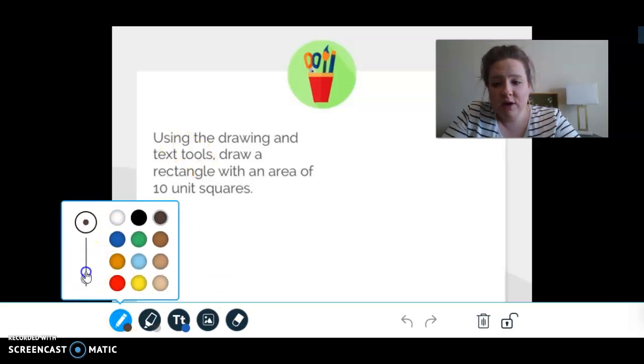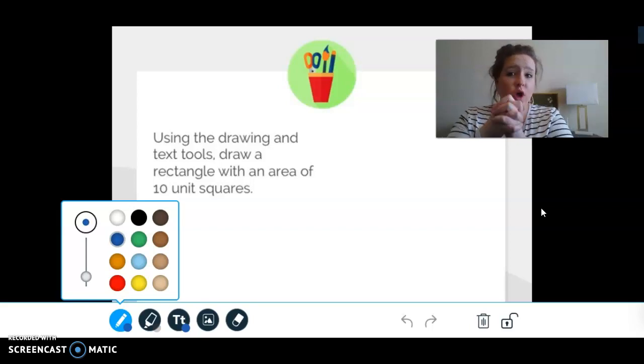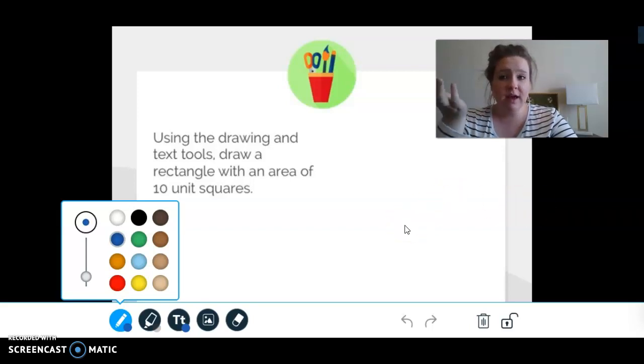Okay, so this is where it's really important that we know our multiplication and division facts, because if you know area is multiplying your length and your width, then you know that your whole area is going to be 10. So then you know that something times something equals 10. A number times a number equals 10.